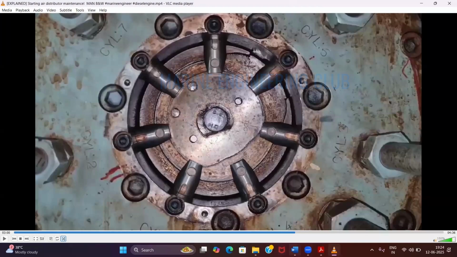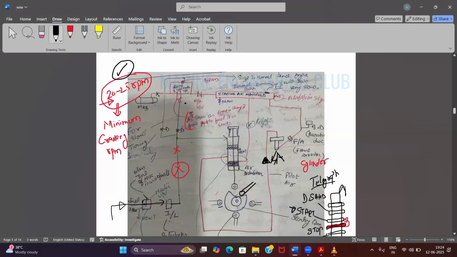The actuating mechanism is different. You see the actuating mechanism here. Now, if you want this in detail, I will explain it later. I will show you how it is applied.